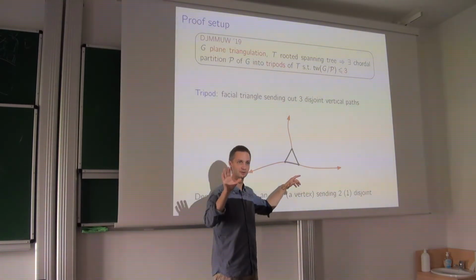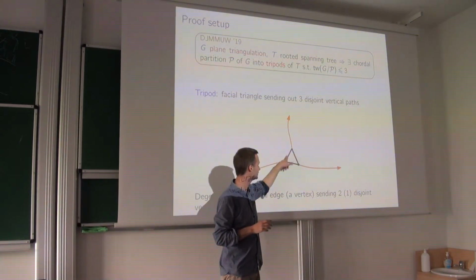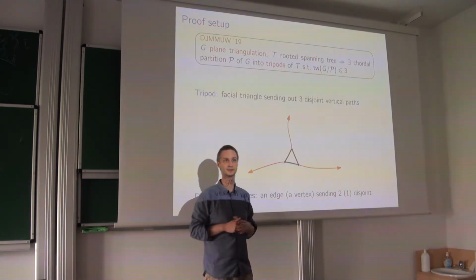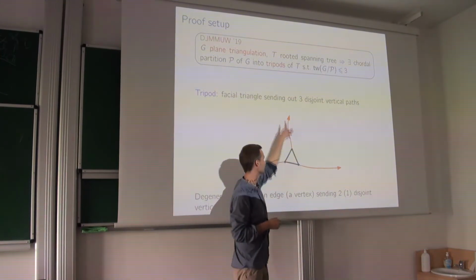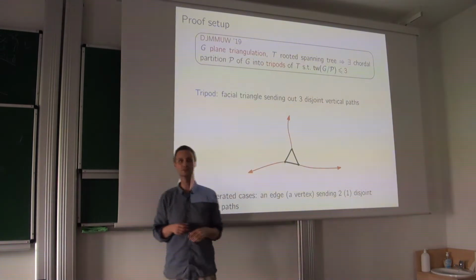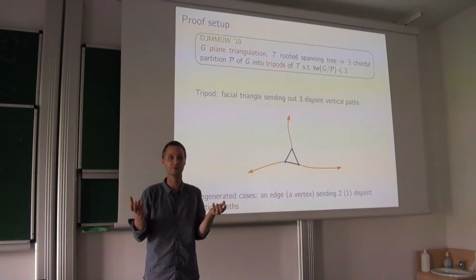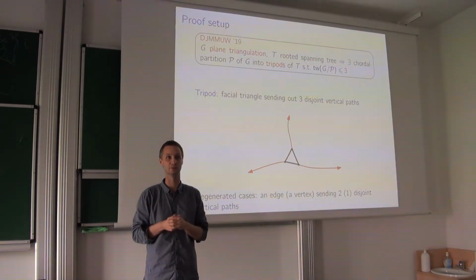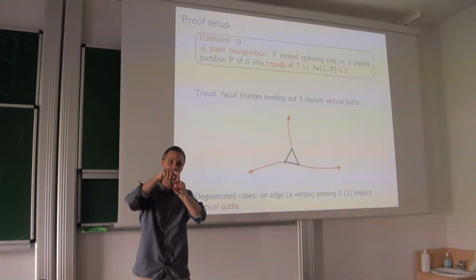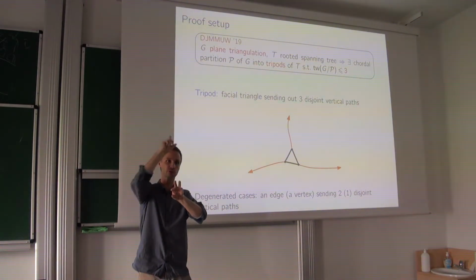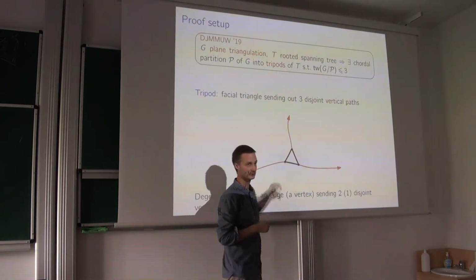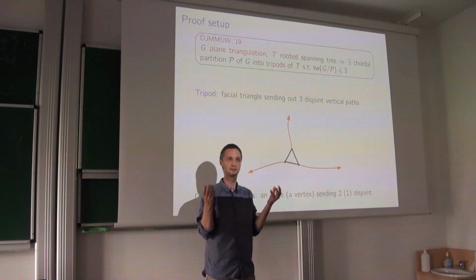So remember that we are in a plane triangulation. A tripod consists of a base, which is a triangle, and it's a Fischer triangle, so that's a face. And it has three branches. And each of these branches, they just go out of each vertex of your triangle, and they are vertical paths in your rooted spanning tree. So again, tripod is take a Fischer triangle, and then from each vertex, just shoot three vertical paths up in the tree towards the root. Any such thing is a tripod.